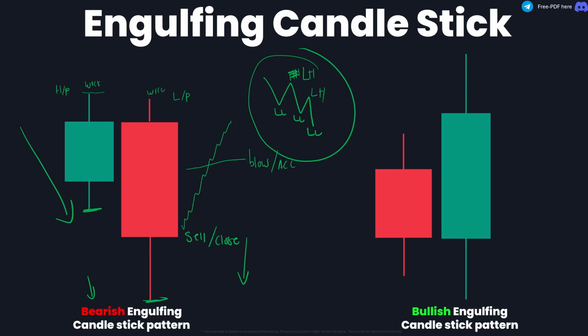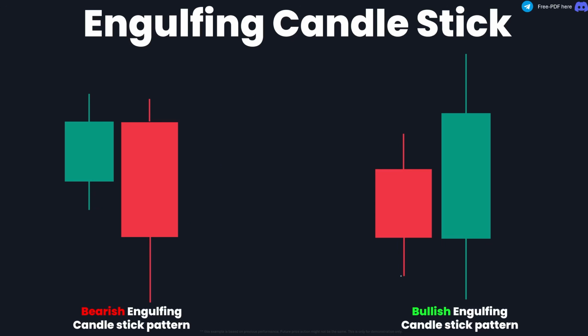So the same thing will apply on this side again, but look at this one here. Right now we have a low and then we have a low, but we have a lower low on the bullish candlestick that created a bullish engulfing candlestick pattern. That's how easy it is to understand it.